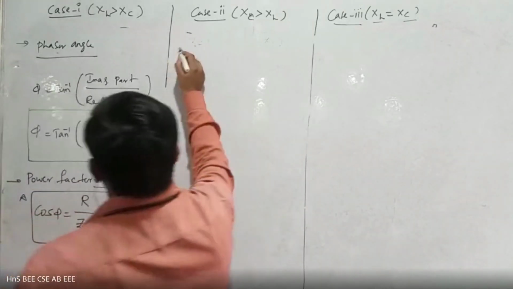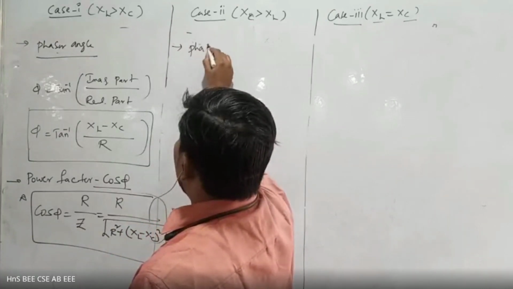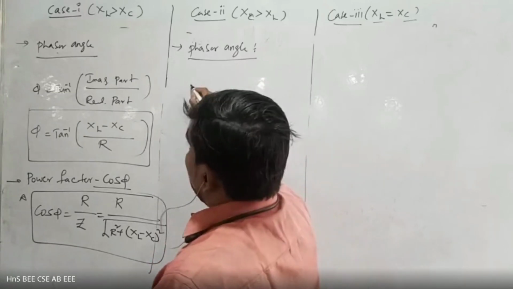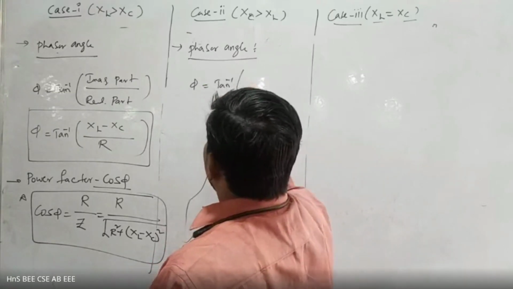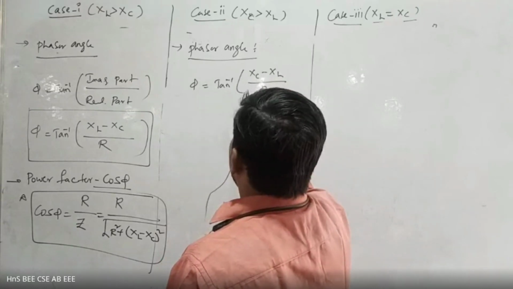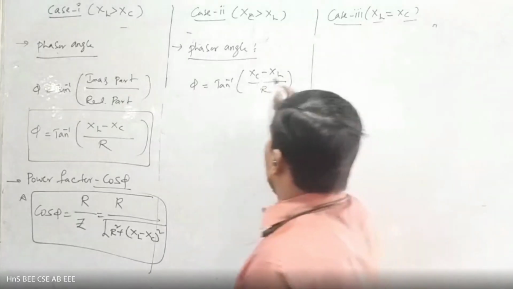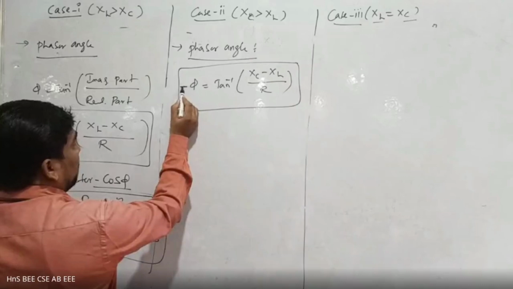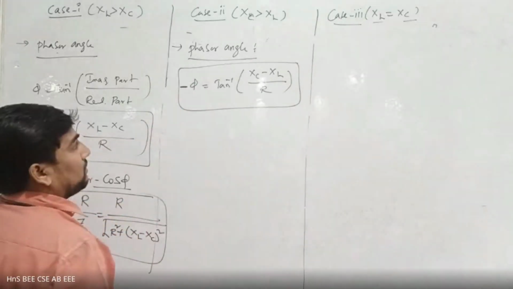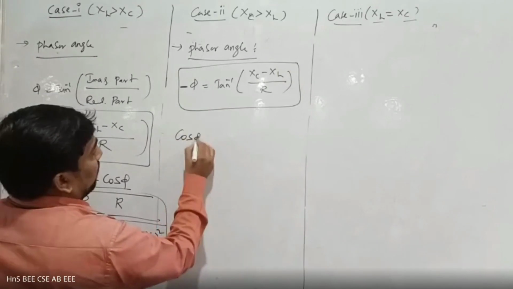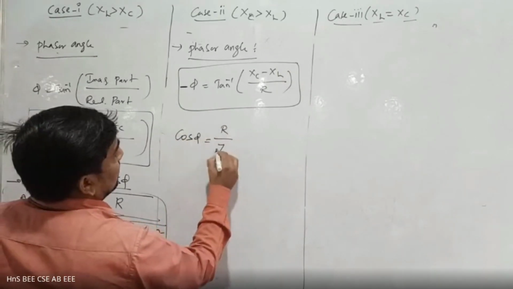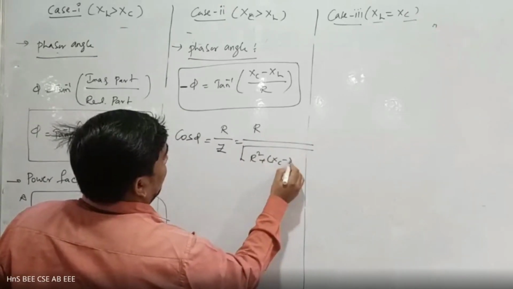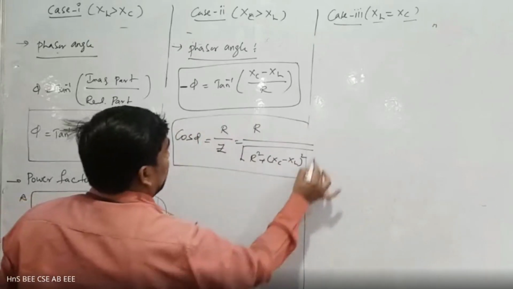Now coming to case number 2, the phasor angle formula for case number 2 is phi equal to tan inverse of imaginary part by real part. Now coming to XC, sir, actually XC కి మైనస్ ఉంటుంది సార్, గుర్తుపెట్టుకోండి. యాంగిల్ ఎప్పుడు మైనస్ లో ఉంటుంది. నేను ఆల్రెడీ ప్యూర్ కెపాసిటర్ లో కూడా చెప్పాను. ఓకేనా? Now coming to power factor, power factor equal to R by Z, that is equal to R by under root of R square plus (XC minus XL) whole square. This is the power factor formula.